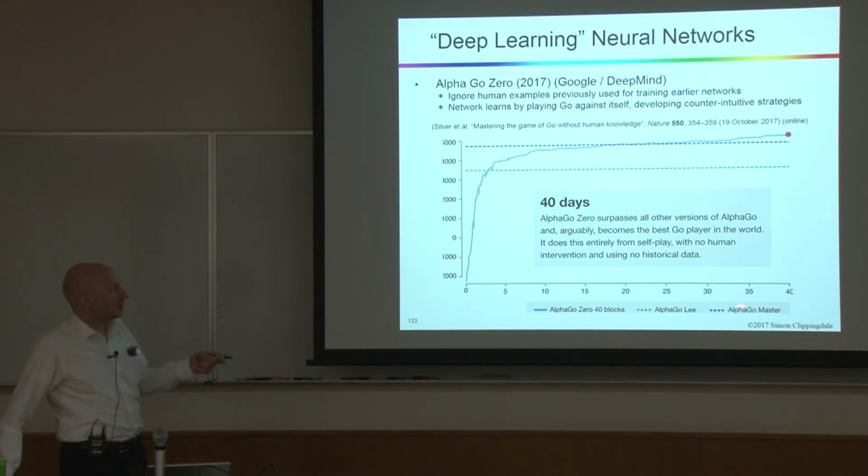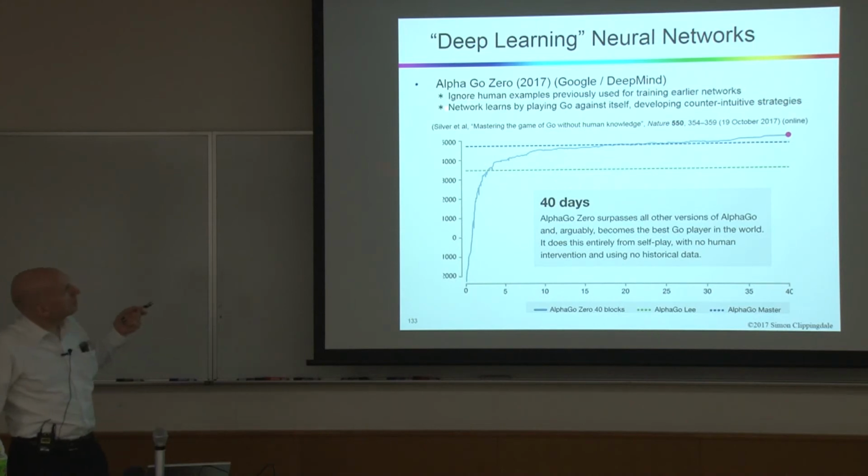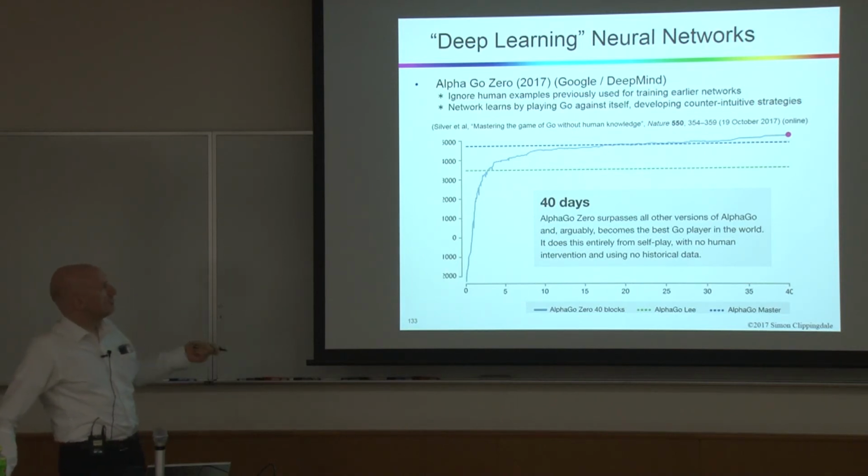Then there was a later version, AlphaGo Master, which achieved a higher accuracy up here. And these were trained by using historical data. The new version now, known as AlphaGo Zero, has just come out 2 months ago in Nature.